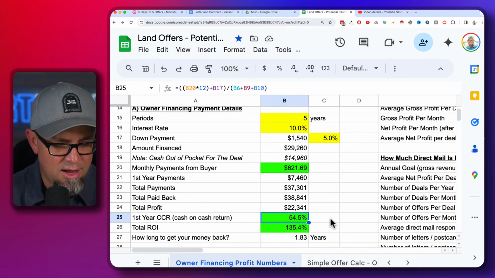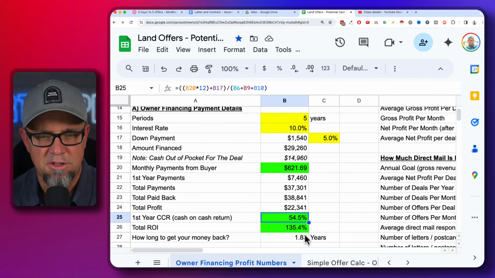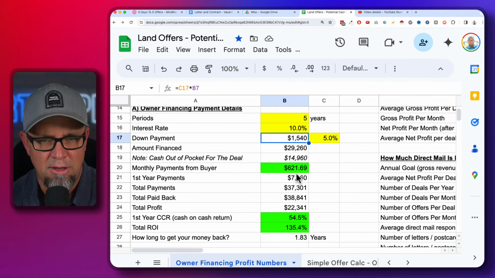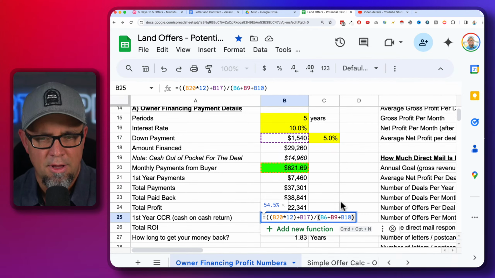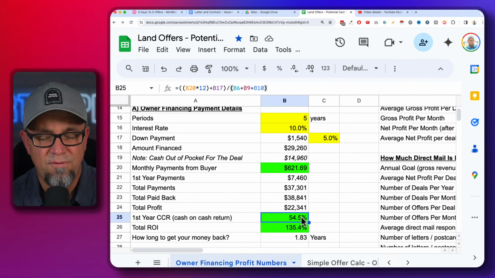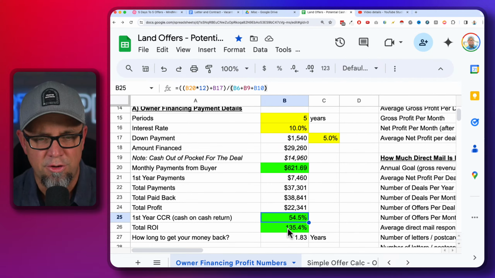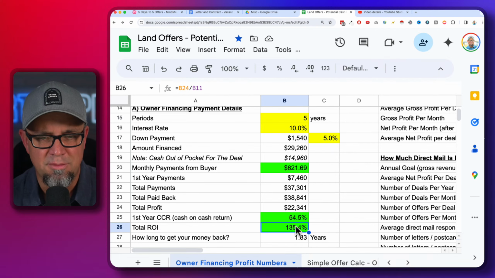Now with houses, you're lucky if you can get 10 to 12% cash on cash return. What is cash on cash return? It's simple. It's a formula to show, of the cash that I put in the deal, how much cash am I getting back in the first year? And when you look at the spreadsheet and you figure in the down payment plus the monthly cash flow, you see my formula here, divided by how much money is actually in the deal, you make 54% in that first year. Total over the 5 years, you make 135% return on your money.